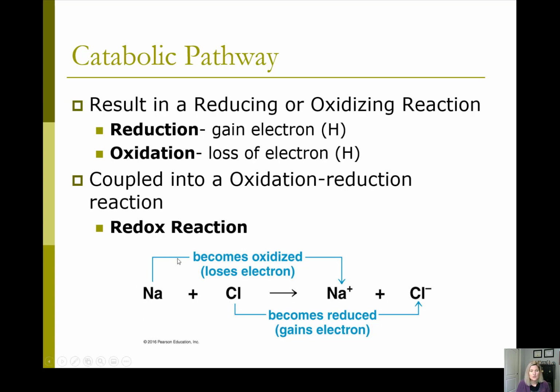So if sodium loses that electron and becomes a positive ion, that would be an example of it being oxidized. It's losing an electron. So that's the oxidation part. The chlorine is going to pick up that extra electron, so it's going to gain that electron. So that's the reduction part. So you can see how the oxidation is occurring at the same time as the reduction, and so that's why we call it a redox reaction.